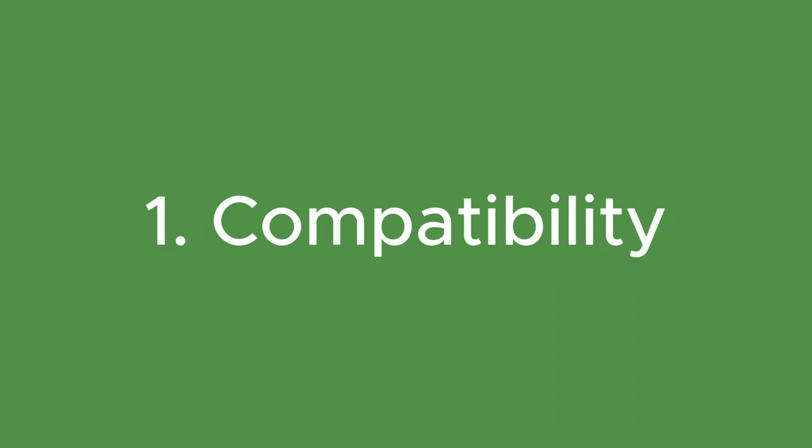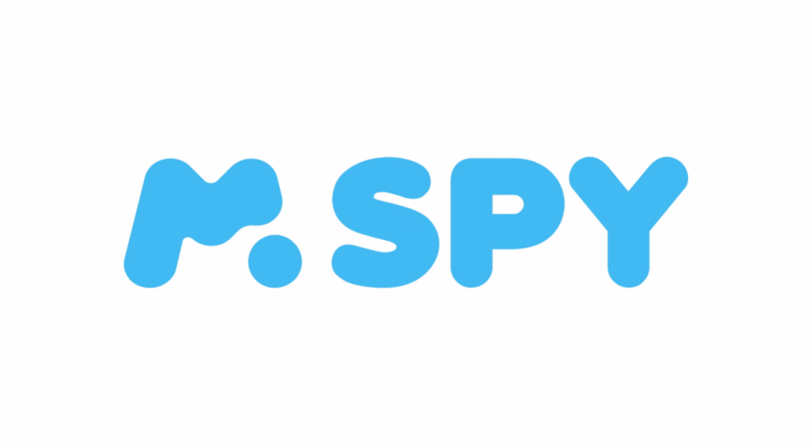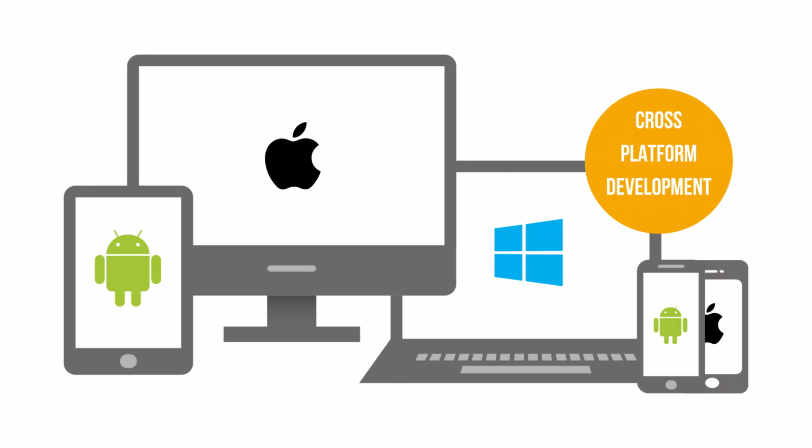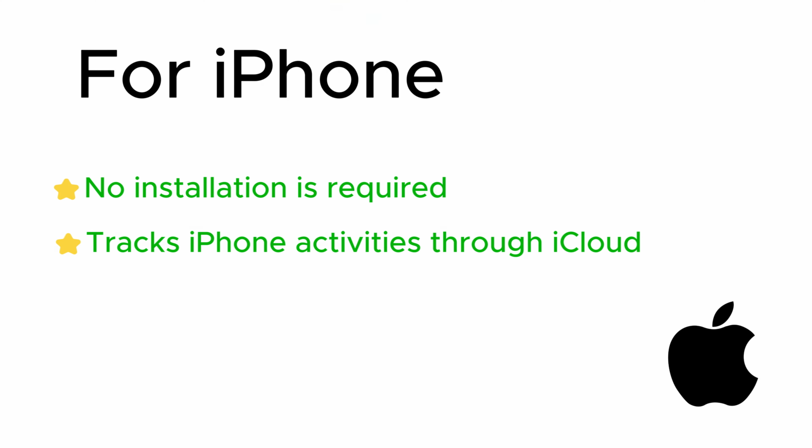Let's talk about compatibility first. Eyezy, uMobix, and mSpy offer cross-platform compatibility, supporting both Android and iPhone devices. For Android, these apps are compatible with devices running OS version 4.0 and above, and there's no need to root the target phone to enable tracking. For iPhones, both apps allow seamless monitoring without the need for installation on the device. Instead, they use iCloud for tracking, requiring only the iCloud credentials of the target device.